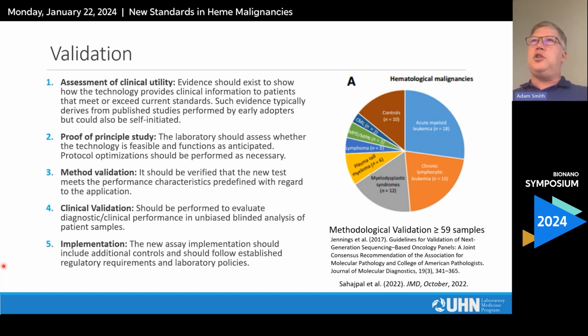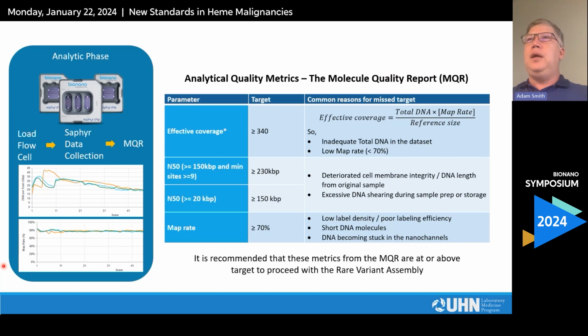And so in each of the sections, whether it be the assessment of clinical utility, the proof of principle study, method validation, clinical validation, or implementation, there's lots of really good information that you can use to help you in your implementation of OGM. In the quality metrics section, we've tried using a lot of tables that you can see here and in the paper as well.